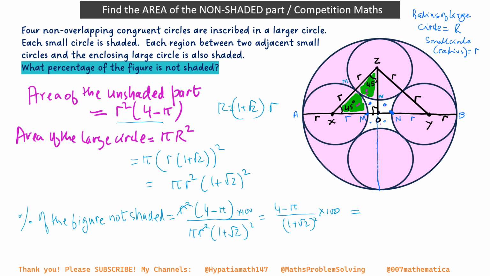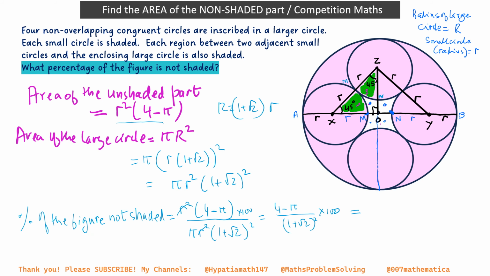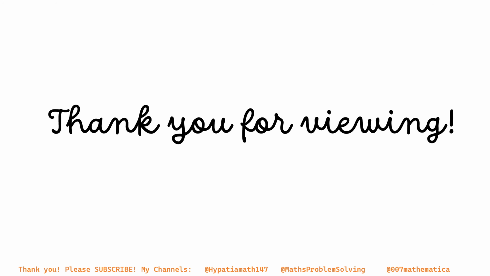And if you now use a calculator, let me check one more time to make sure I've not made any mistakes. Yes, I don't think I made a mistake. Unless you happen to spot any, you can let me know in the comments, but I don't think there are any mistakes. And if you simplify this, you will get 4.7%, and that is the answer. So thank you so much for your patience, and thank you for viewing.